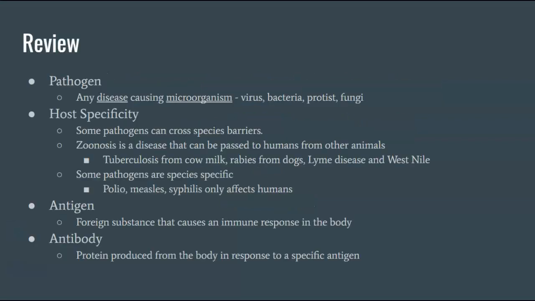I do have a little bit of a review. These are just main terms that we're going to be talking about. So pathogen, any disease-causing microorganism, host specificity, right? Some pathogens are very specific to the species that they infect, and some of them are not. So zoonoses are types of diseases that can be passed from other animals to humans. Think like rabies, right? You can get rabies from raccoons or dogs, Lyme disease from ticks, West Nile from mosquitoes, tuberculosis from cows.